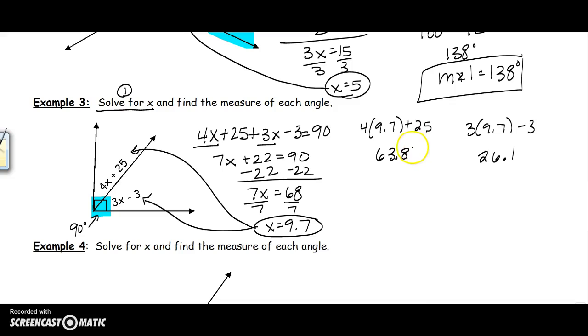A good way to check your work to see if these answers are the correct ones is to add them together. They should equal 90 degrees. In this case, they're going to equal 89.9, but that's because of the rounding we did once we got 9.7.